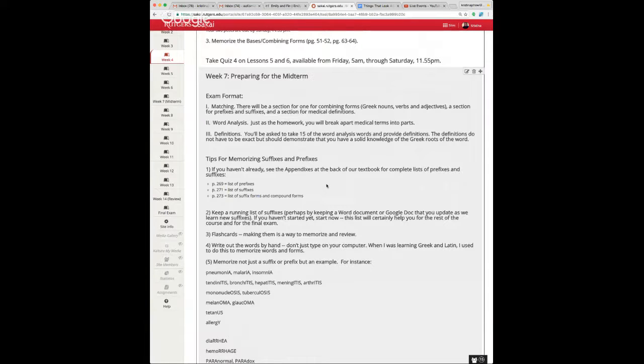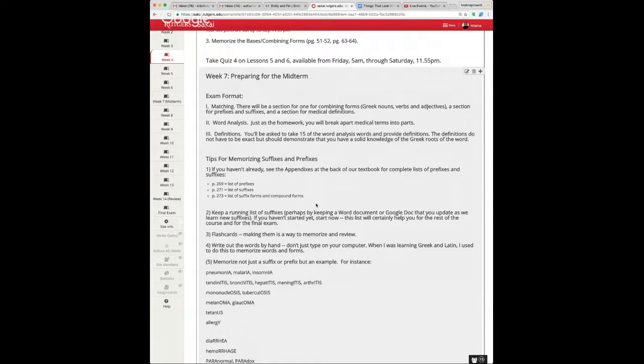So this is the time, first of all, to make use of your textbook. There are appendixes at the back of the textbook that list all the bases or combining forms, all the prefixes, all the suffix forms and compound forms. Those appendixes do list everything from the entire book, so not just from the first lessons. So you should keep track of that. There will be some forms you haven't seen.